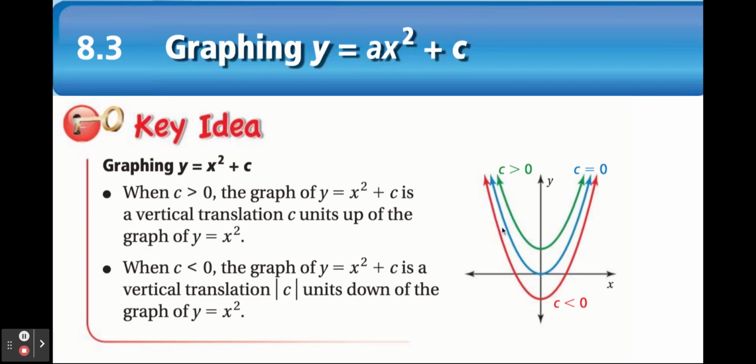So the parent function that you did yesterday, and then if c is greater than 0, meaning that it's a positive number, it will basically shift or translate the parabola up. It will translate it up. If c is less than 0, c is negative, it will translate it that many units down. And that will be equal to the absolute value of whatever c is, but it's going to go down. All right, and then we'll be comparing it a lot to the parent function when we do this. So let's go ahead and get started.